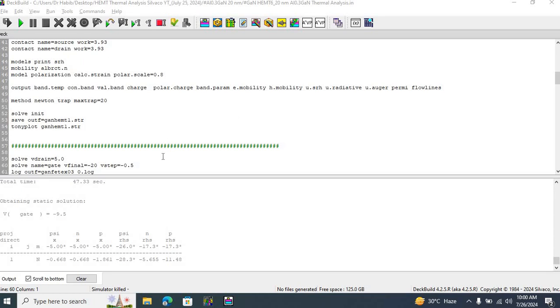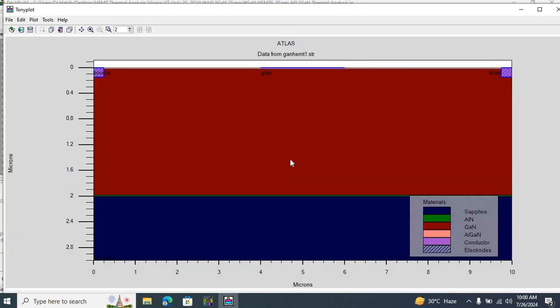So first, let me tell you about a few basics of high electron mobility transistors and then about gallium nitride HEMTs. A high electron mobility transistor, also known as heterostructure FET or modulation doped field effect transistor, is a field effect transistor incorporating a junction between two materials with different band gaps.